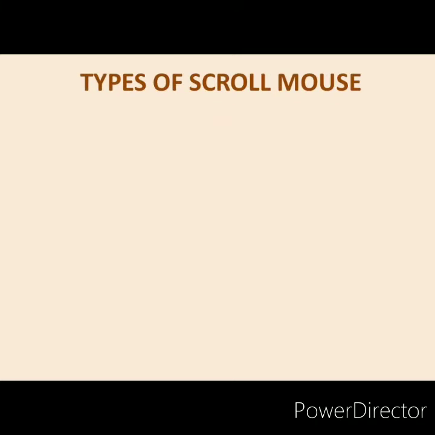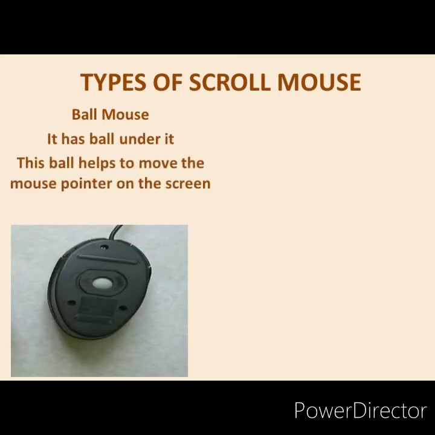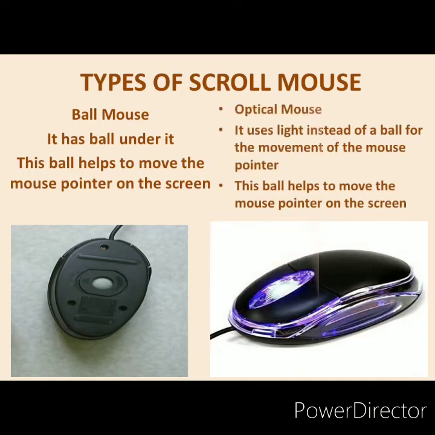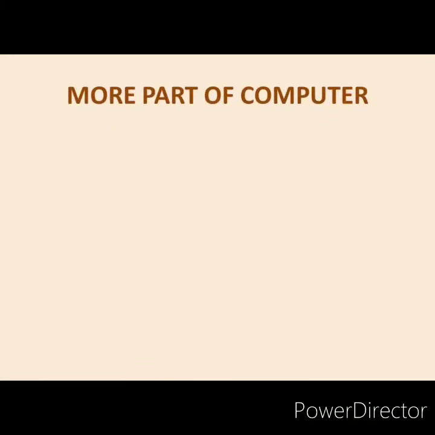Types of scroll mouse. Scroll mouse have two types. One is ball mouse. It has a ball under this mouse. This ball helps to move the mouse pointer on the screen. Second is optical mouse. Instead of using ball, it uses light for the movement of the mouse pointer. Okay, nowadays we are using optical mouse. We have done four main parts of the computer, that is monitor, keyboard, CPU and mouse.